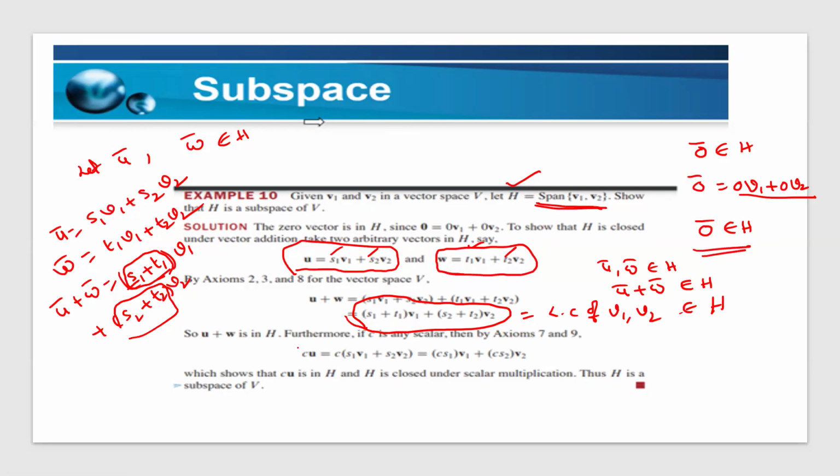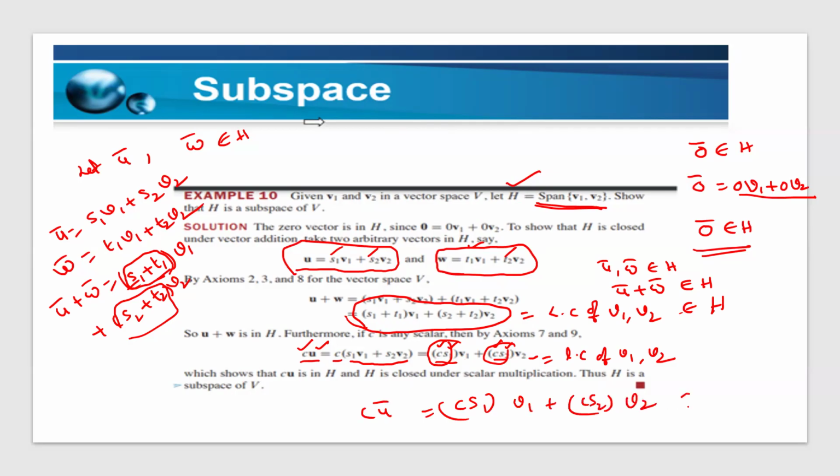Next, take a scalar C and a vector u bar and multiply, C times u bar. u bar is S1 V1 plus S2 V2. Therefore, it is C S1 times V1 plus C S2 times V2. C is a scalar, S1 is a scalar, so C S1 is a scalar. Similarly, C S2 is a scalar. So it is again a linear combination of V1, V2, so it belongs to H. Therefore, scalar multiplication is closed. Vector addition is closed. 0 bar belongs to H.